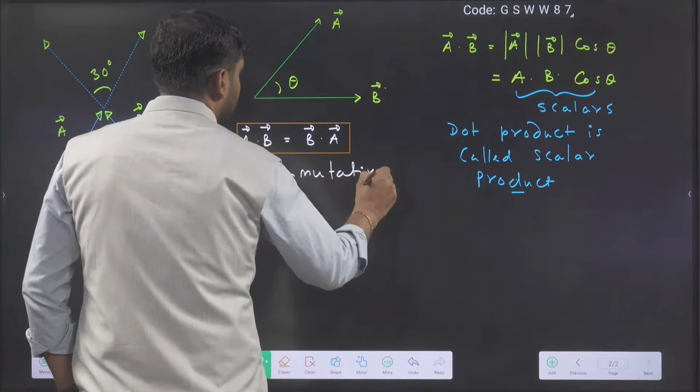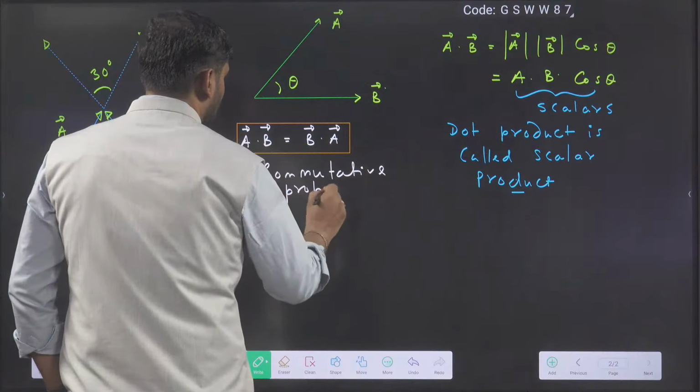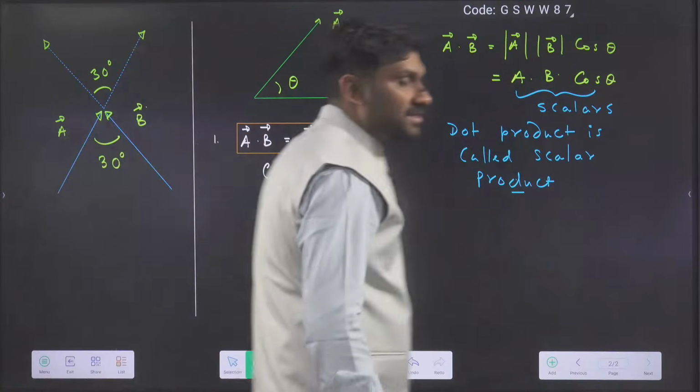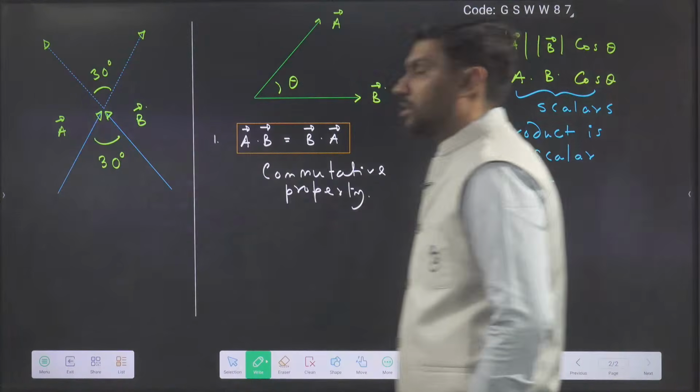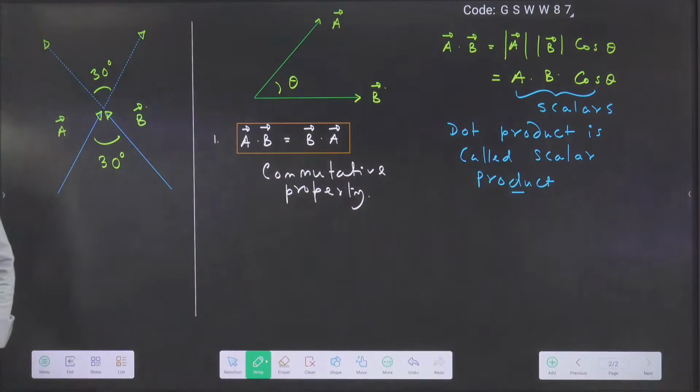Start noting down. All my dear friends, start noting down. Once you practice it, it will be fine. So this property is called commutative property. This is called commutative property. Start noting down. Done? Right? Next.